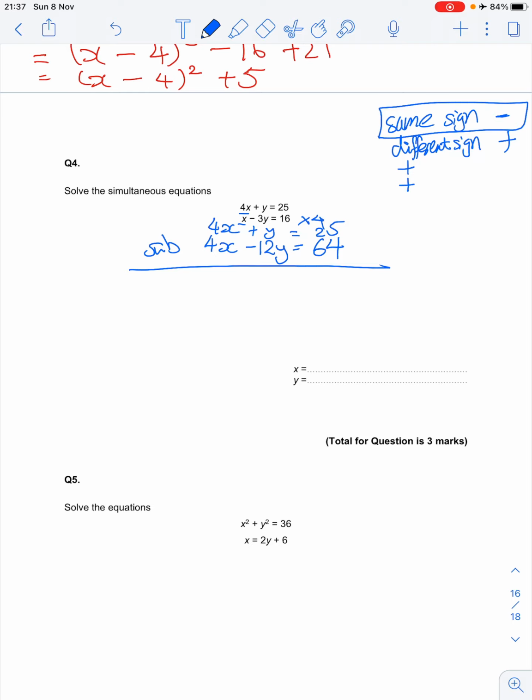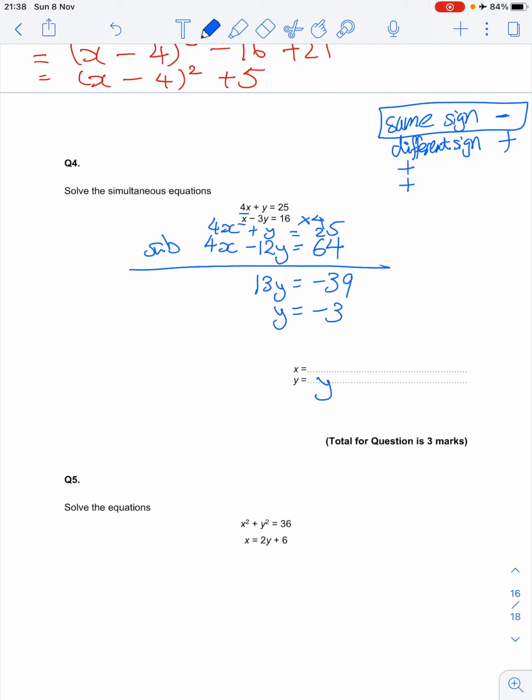So 4x subtract 4x is nothing. y minus minus 12y becomes 13y. And 25 minus 64 is minus 39. Therefore, y equals minus 3.